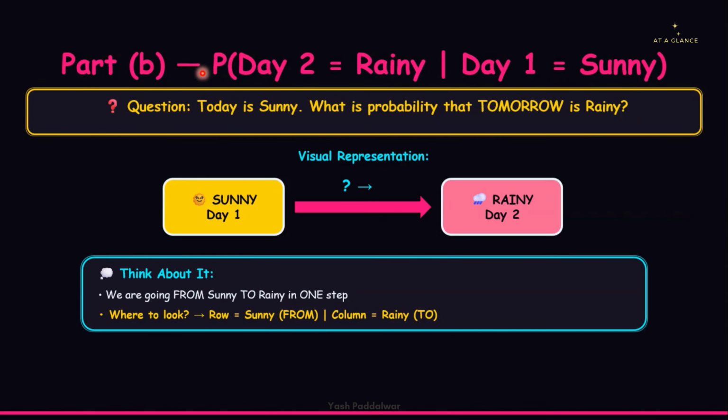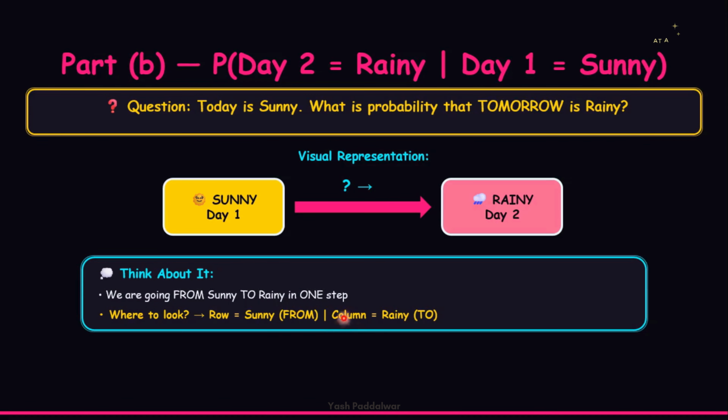So now let's have a look at the solution of part B, where the question is: today is sunny, then what is the probability of tomorrow being rainy? So the visual representation: what we need to find out is day 1 is sunny, right? What we need to find is the probability of day 2 being rainy. Whenever we say it like this, from sunny to rainy, that means in the transition matrix we have to check the row sunny, that means from which state, to the column rainy, that means to what state we need to go. From the row sunny to the column rainy, we'll see. Okay, so like this we need to tackle this.